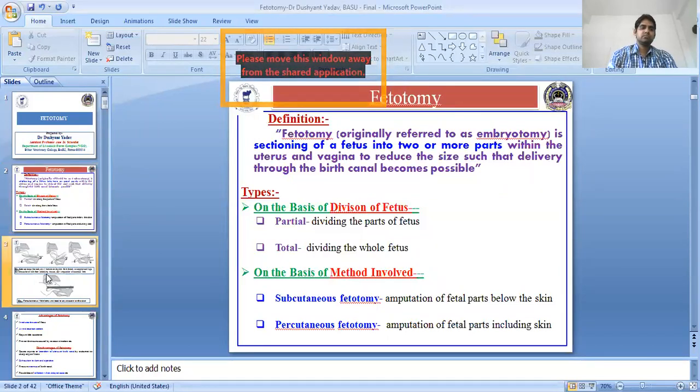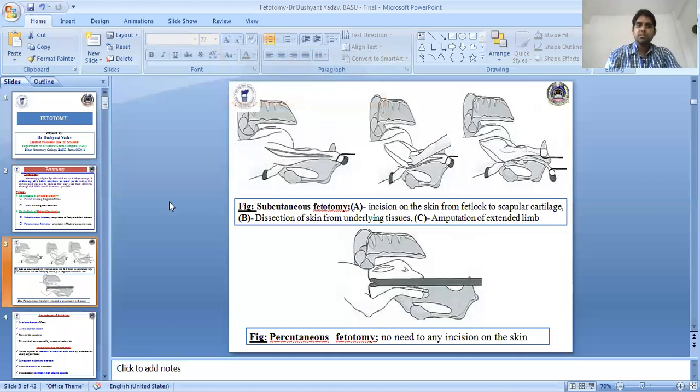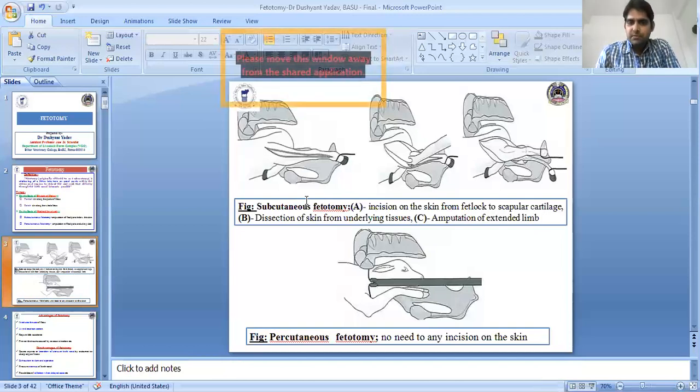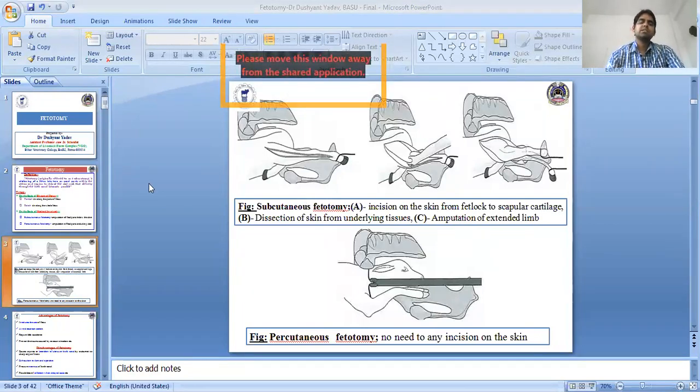Yes, sir. In the next slide, we see the two types of fetotomy pictorially represented. The subcutaneous fetotomy, in which we incise the skin and then give traction to the limbs and other things, so that we can dissect the limbs and other things. Just a minute, somebody wants to join.